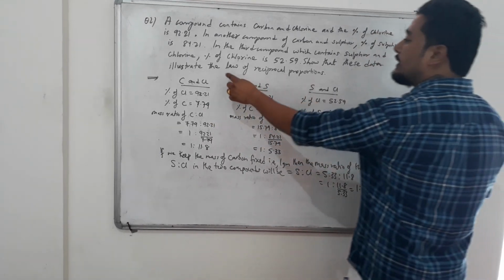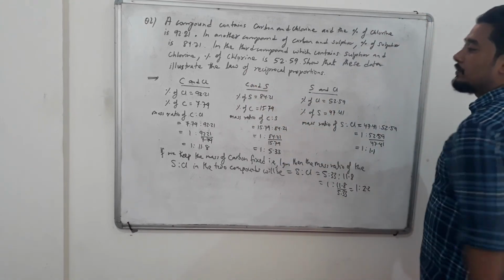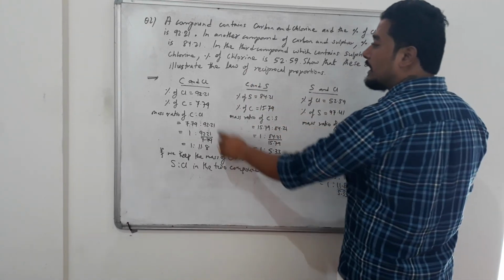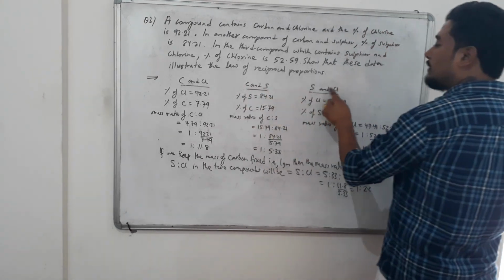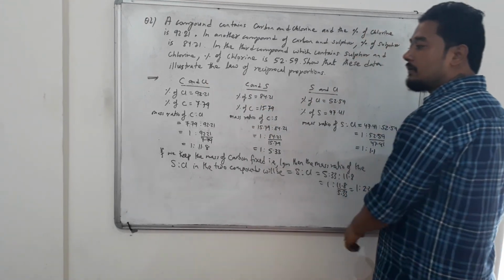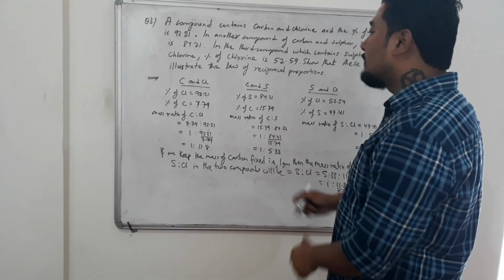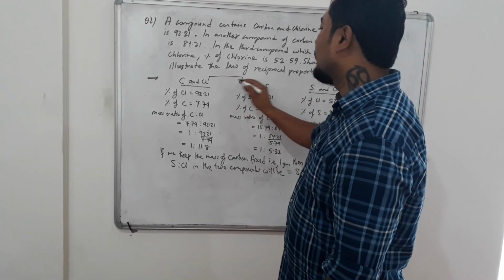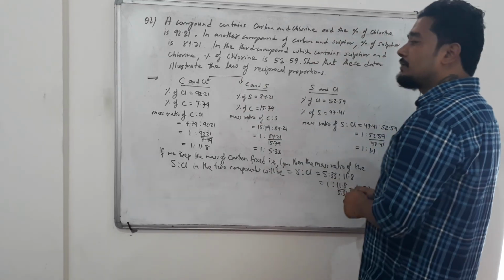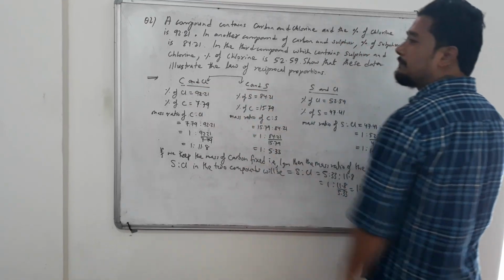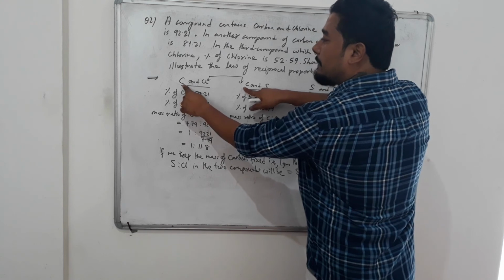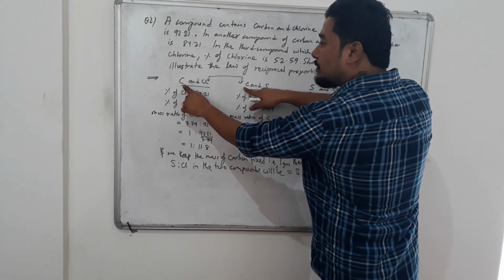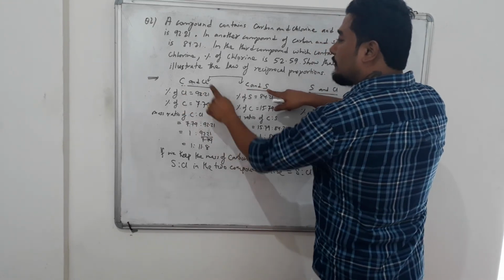Now you have to prove that this is a sum of the law of reciprocal proportion. If you see, there are three different elements, carbon, chlorine and sulfur, forming three different compounds. So we have to take any two compounds. I will take the first two only. In these first two compounds, which element is the same? Carbon. So we will keep carbon fixed by making it 1 gram.